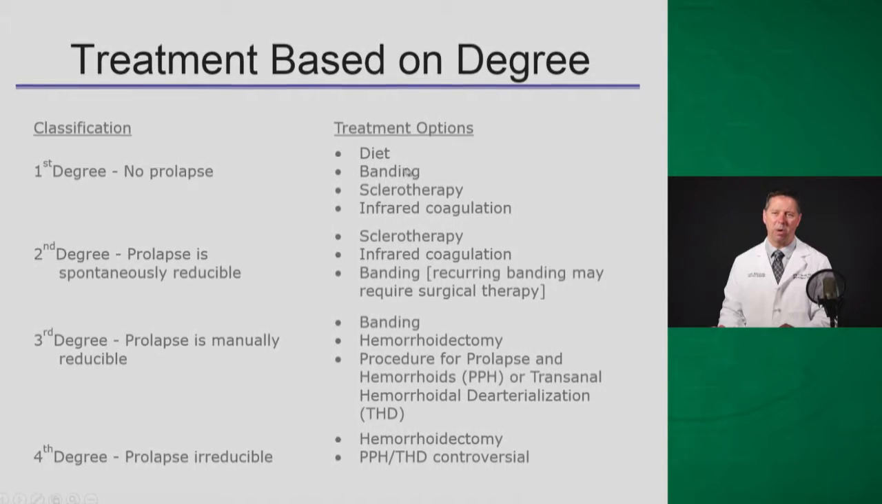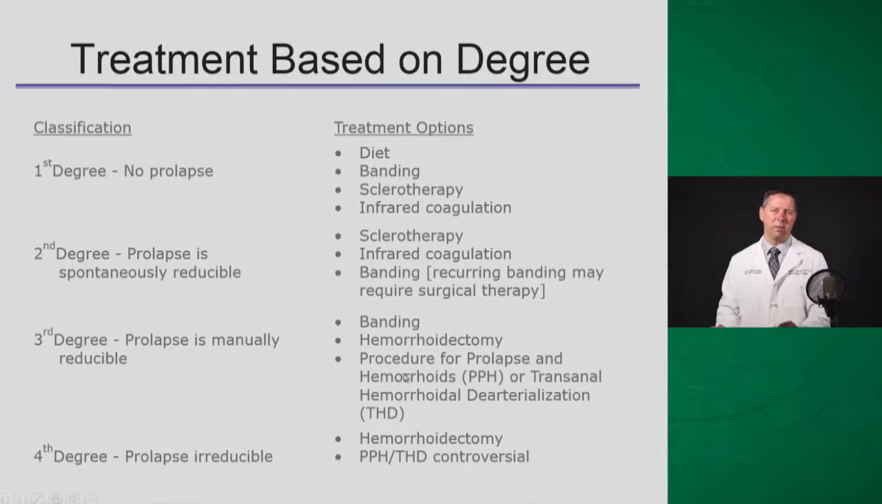First degree without prolapse, dietary modification, encourage weight loss, encourage activity, perhaps some banding if the patients are having a fair amount of bleeding. With second degree, we can think about some banding. Infrared sclerotherapy and infrared coagulation, to be honest, I have there for historical reference only. It's really not used by and large. Recurrent banding may require some type of surgical therapy as well.